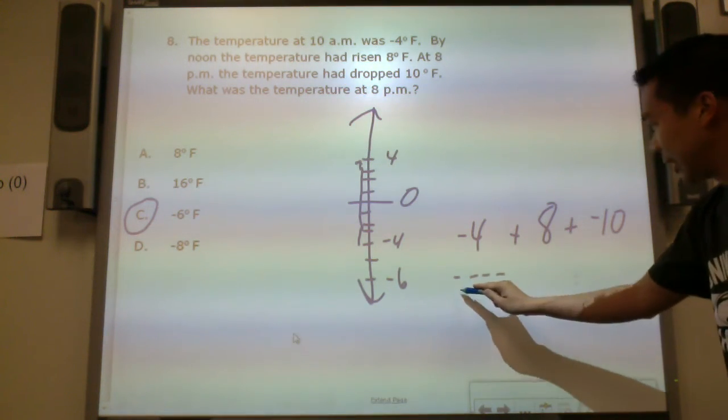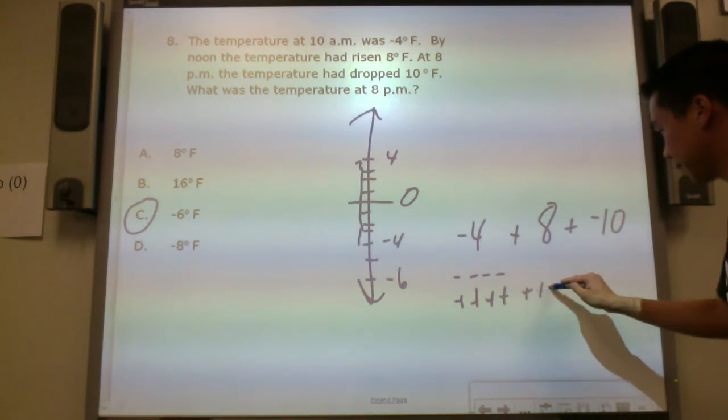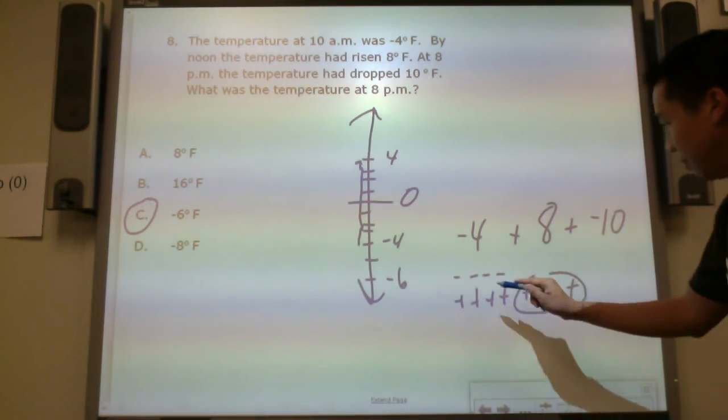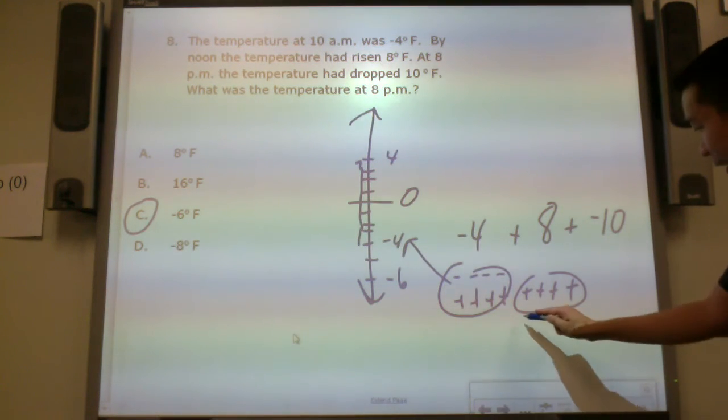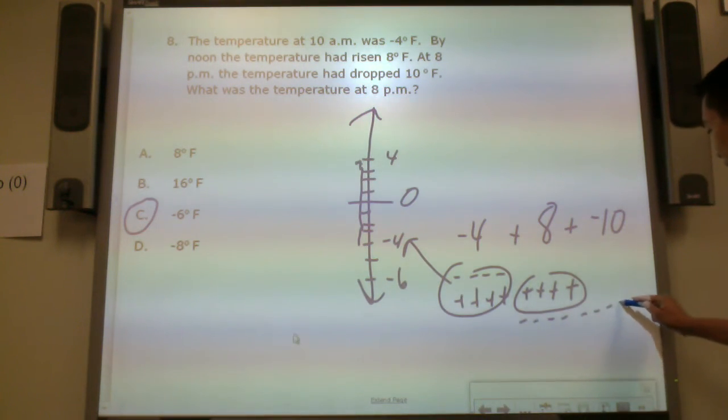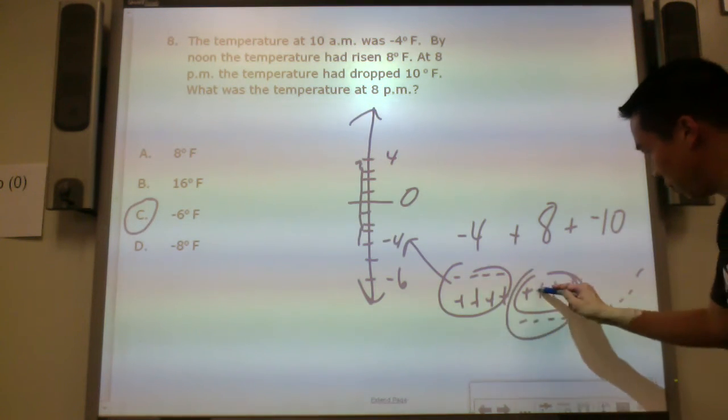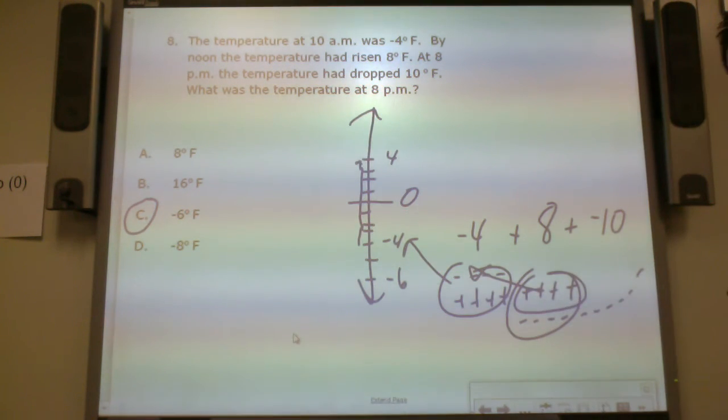I can draw counters to make sure. So 4 positive. So these are 0 pairs. They go away, and I have 4 positive. Then I have 10 negatives. 1, 2, 3, 4, 5, 6, 7, 8, 9, 10. So these are 0 pairs. They go away. I have 6 negatives.